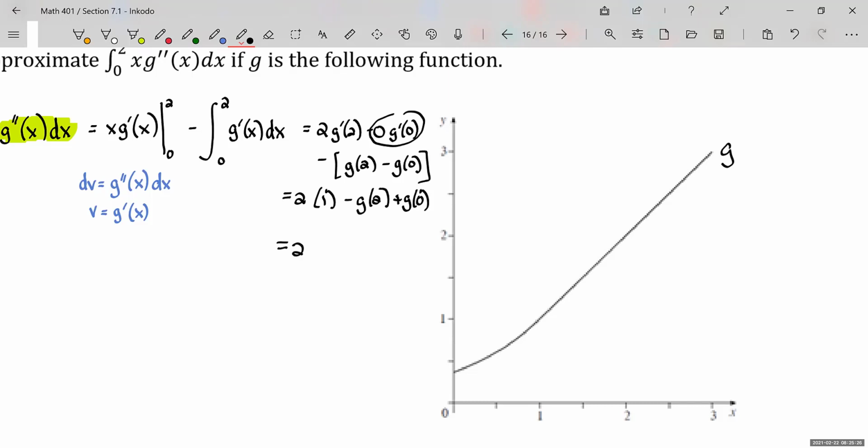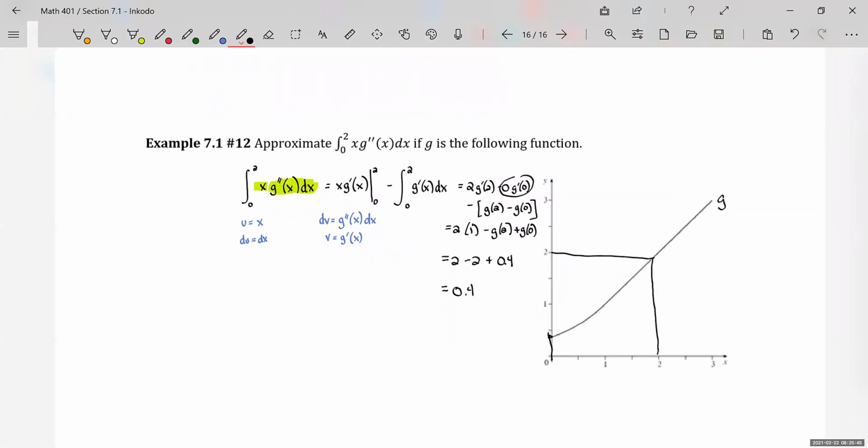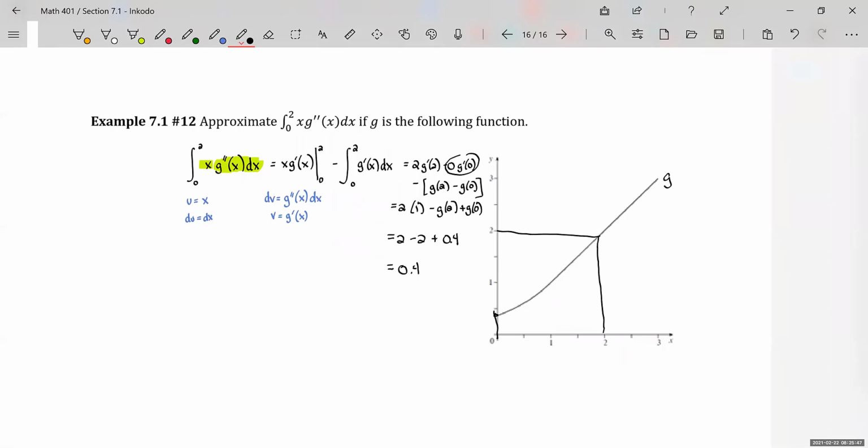Well, that's going to be 2 times 1, minus g of 2. Well, g of 2 looks to be about 2. g of 0 looks to be about 0.4. So without even knowing the function, just being given the graph of the function, I can still answer this question. It's a really good problem.